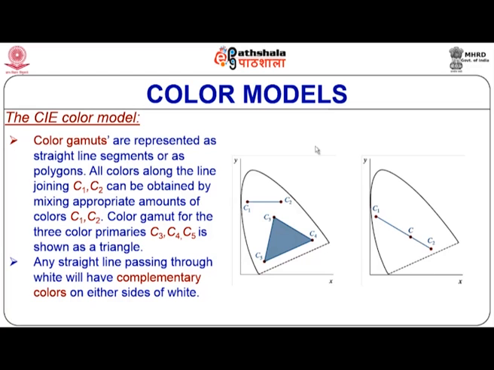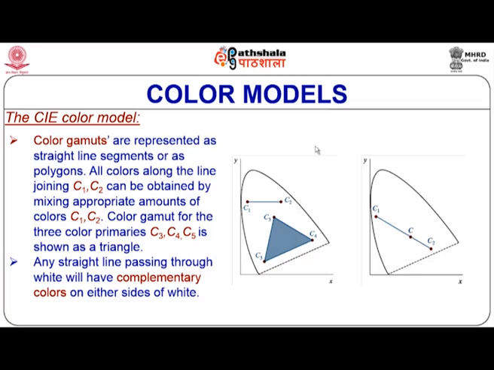And when you combine these two colors in various proportions, what you get are the colors that exactly fall along the line connecting C1 and C2. Let me repeat. For the C1 and C2 color model, if we combine C1 and C2 in various proportions, the colors we get exactly fall on the line connecting C1 and C2.